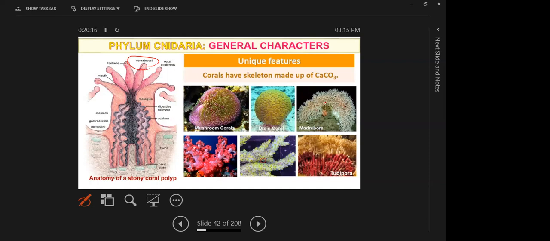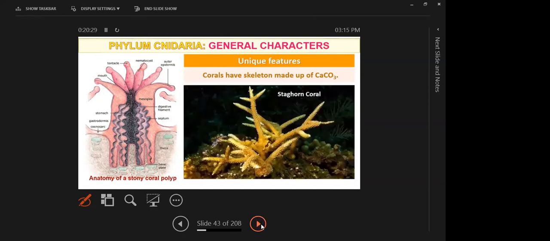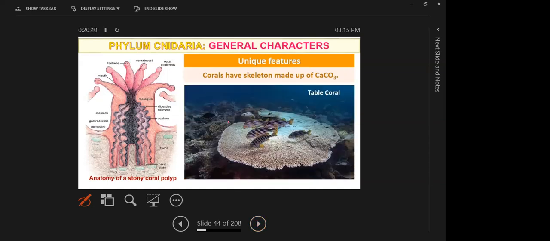So mushroom coral, rain coral. Okay, so see here, this is what we use, corals. Tubipora. There are different types of corals. These are all actual pictures. Staghorn coral. Can you see? So what do corals have? That is calcium carbonate in the skeleton.